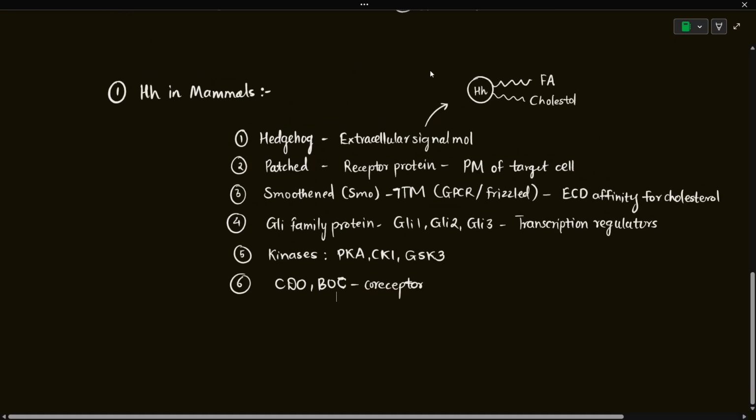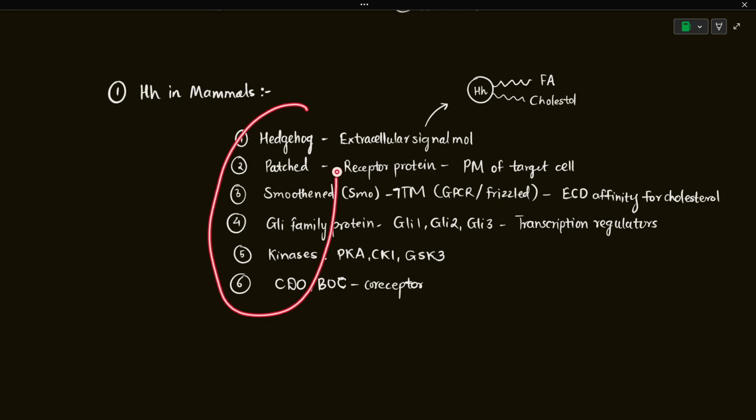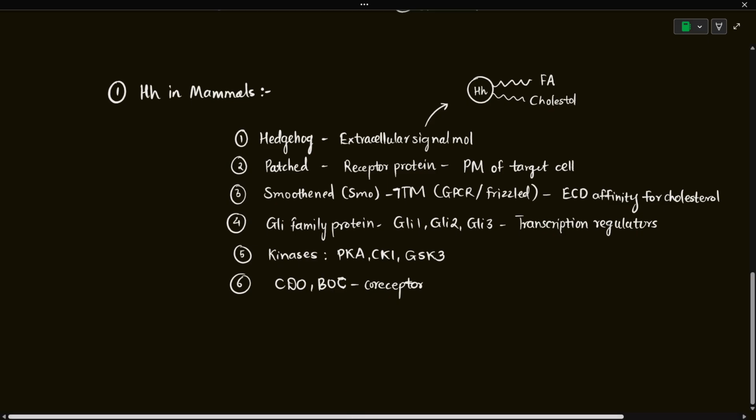So it will be better to list down all of the molecules because it will avoid confusion. So alongside those molecules which have their distinct job, I will also list down the molecules which have the same job in Drosophila. So we'll form a table.